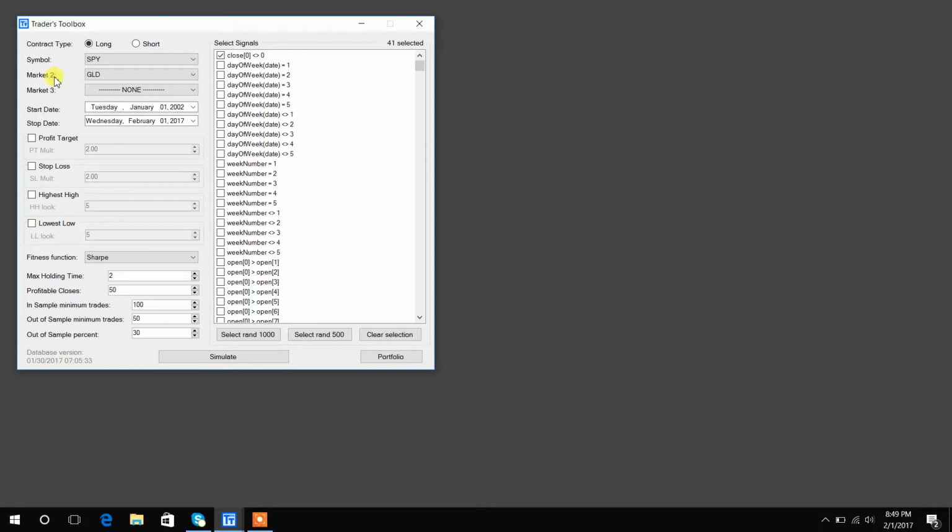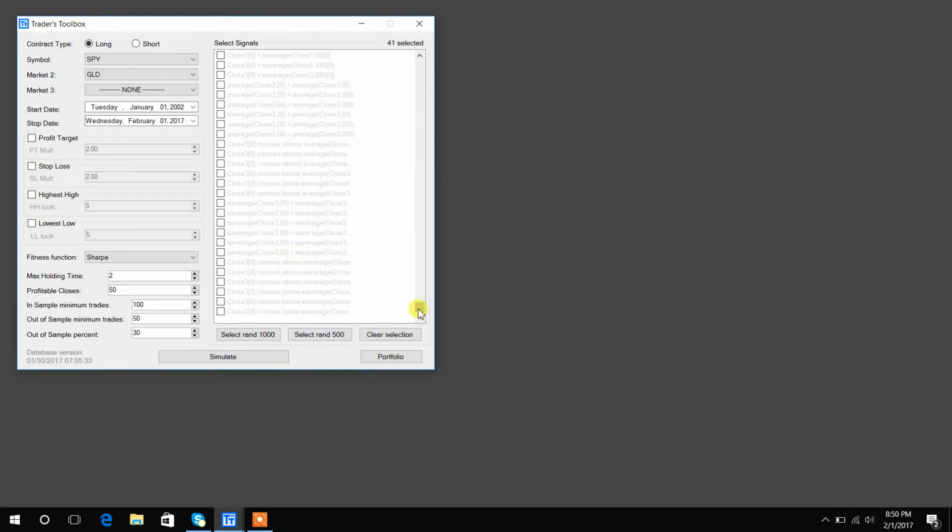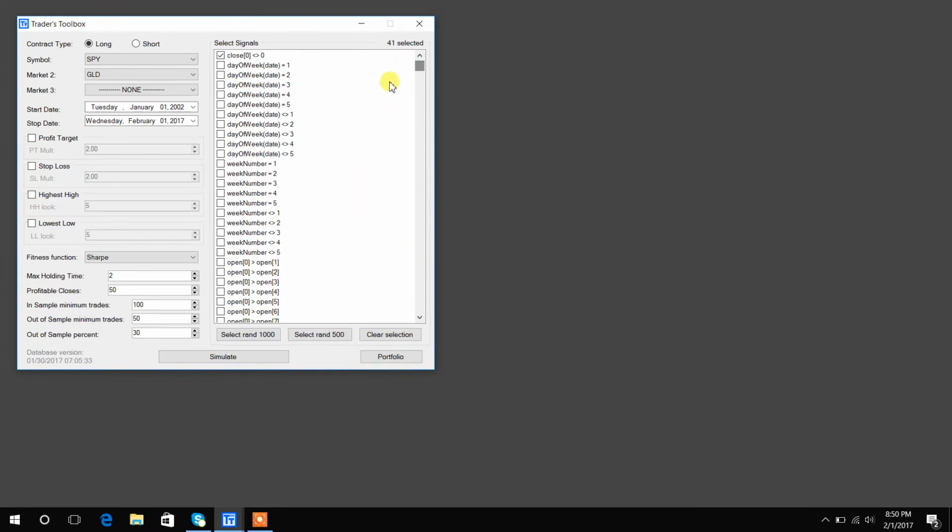So what I've done is I've added this Market 2 and Market 3. In this example, we would be creating a strategy for SPY, the S&P 500 ETF, and we'd be taking into account signals for GLD, which is the gold ETF. I've actually left Market 3 blank, so I could show you guys that when you leave it blank, Build Alpha will go ahead and gray out all the Market 3 signals, so you don't have to worry about them being selected or included in any strategy. And you don't have to have a Market 2 or Market 3. They can be left blank if you prefer.